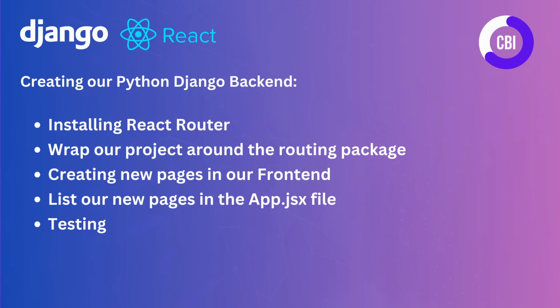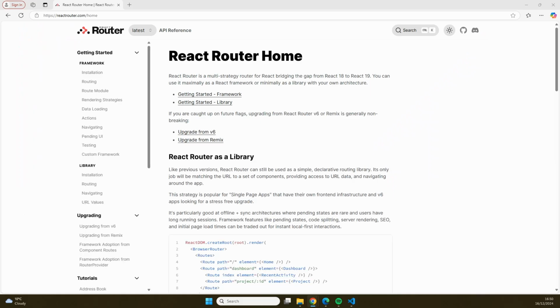Then we're going to wrap our entire project around that React Router package so that we can actually use all of the functionality of React Router across our entire application. Next, we will be creating some new pages inside of our frontend so that for each of the pages we want to show in our application, we have a separate file inside of our frontend project. Then we're going to list all of our pages in our app.jsx file, and we will make sure that the correct page is being shown in the browser based on the URL of the user. And then as a final step, we're going to be doing some testing to make sure that everything works the way that we expect.